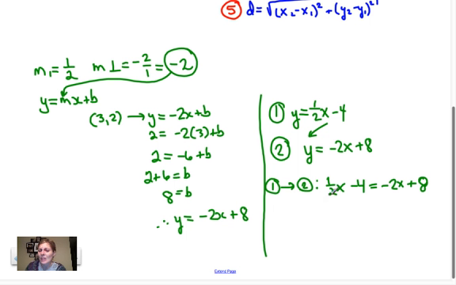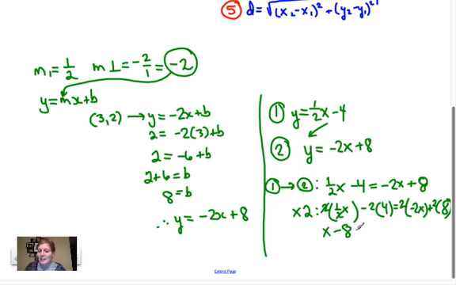I don't like this fraction here, so I'm going to multiply everything by 2 to get rid of that fraction. So 2 times 1/2 x is going to cancel out that 2. It's going to look like this. So 2 times 1/2 x, those 2's are going to cancel. And then minus 2 times 4 equals 2 times negative 2x plus 2 times 8. And when we simplify all that, we're going to get just x here, because those 2 canceled, minus 8 is equal to negative 4x plus 16.